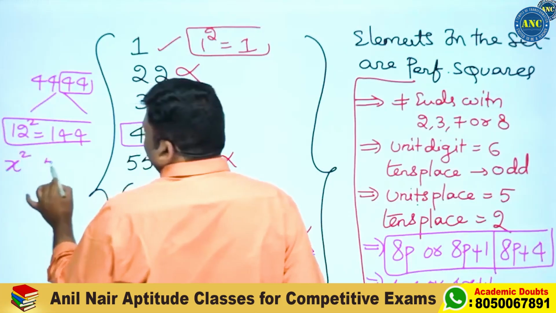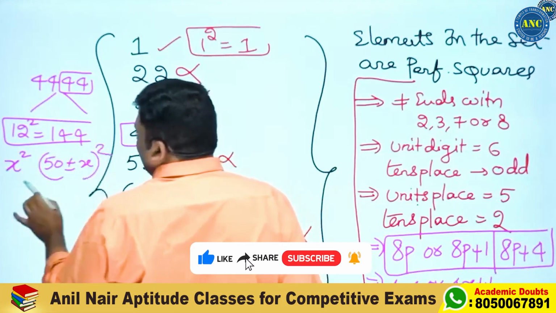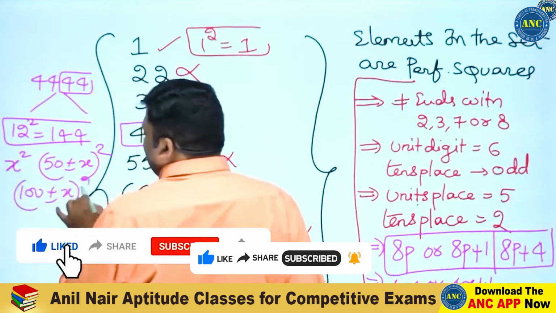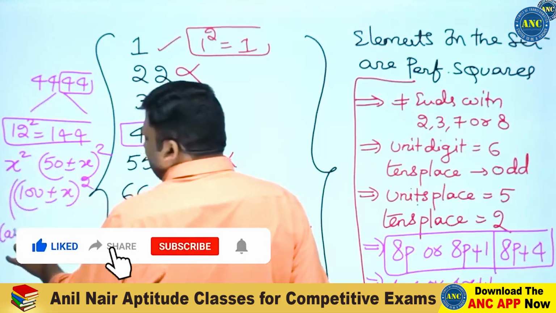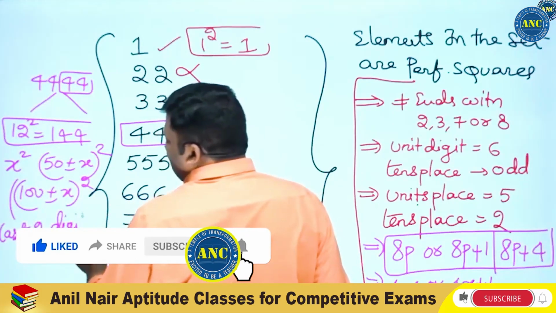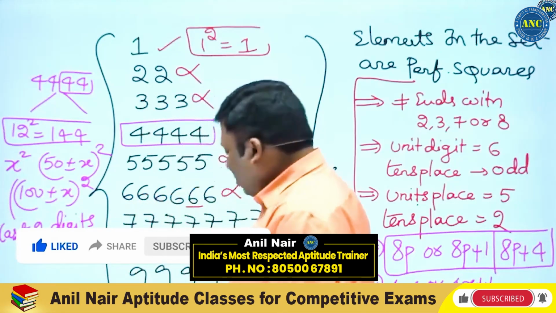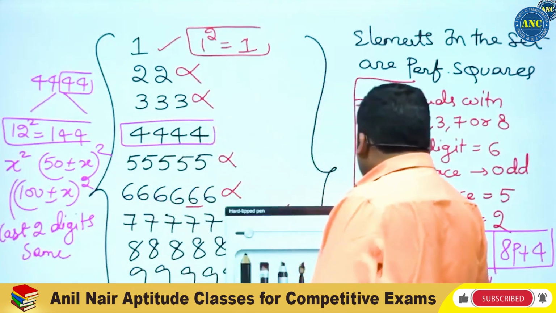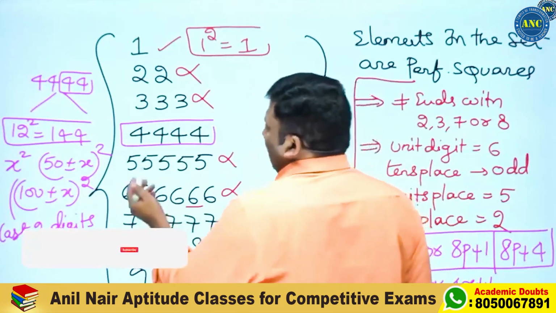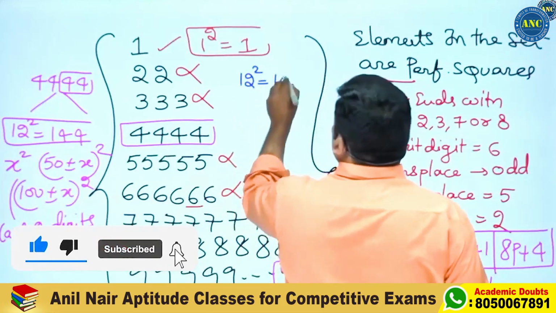x square, 50 plus or minus x whole square, 100 plus or minus x whole square. Last two digits will be the same. These also I discussed. 12 square is 144. So x is 12, and 12 square is 144.